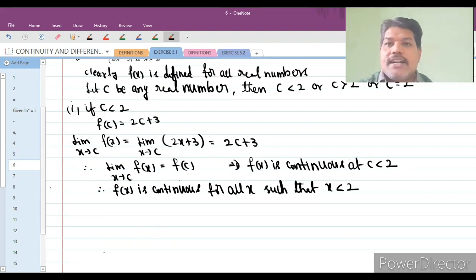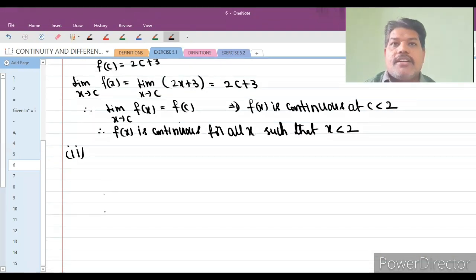So see the second case. What is the second case, students? For the second case, I will take c greater than 2. So what happens for c greater than 2?